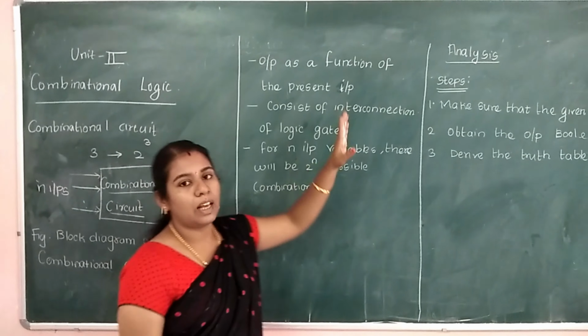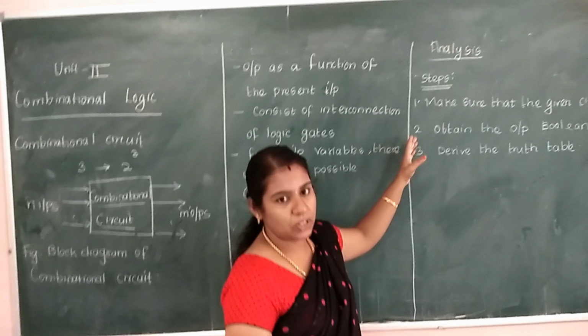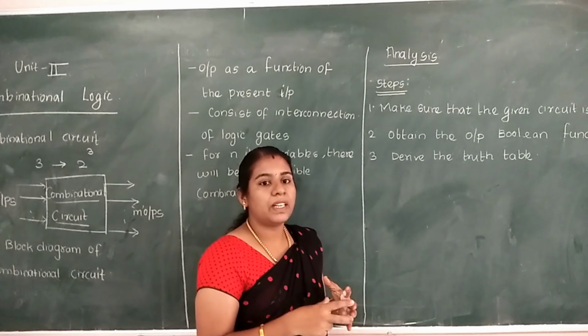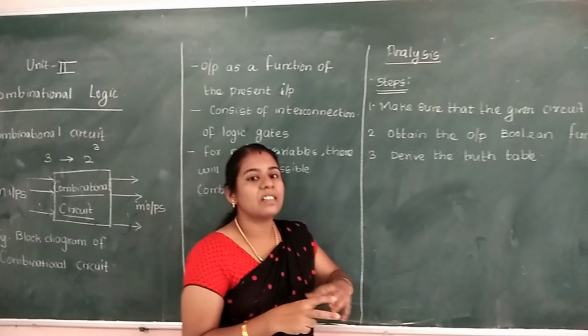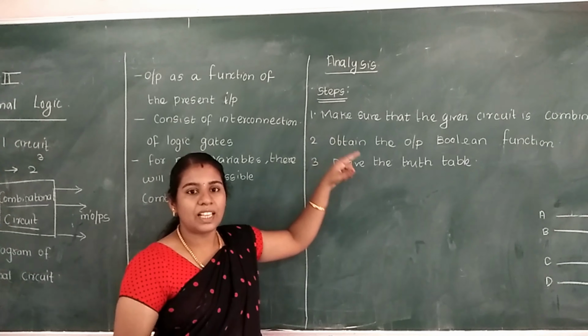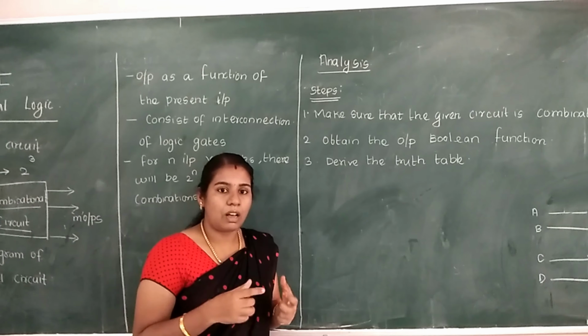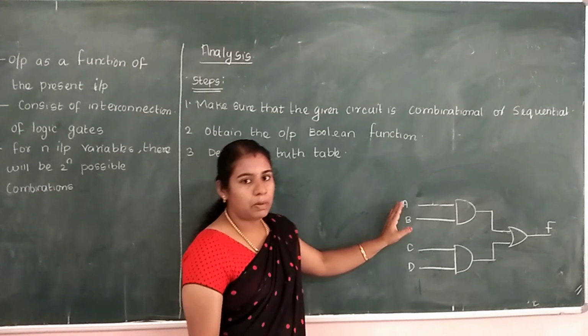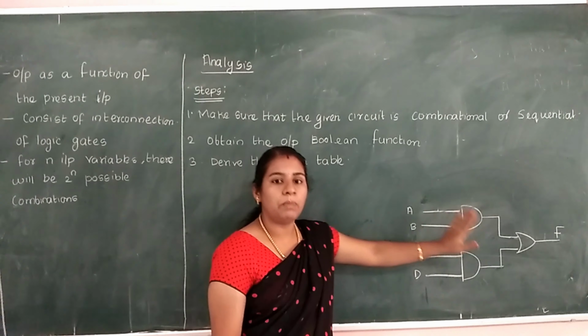Next we are going to see the analysis of the combination circuit. Here the analysis means performing the operation of a combination circuit based on 3 different steps. The first step is to check whether the given circuit is combination or a sequential one. Consider this as an example. Combination means the circuit should be like this.